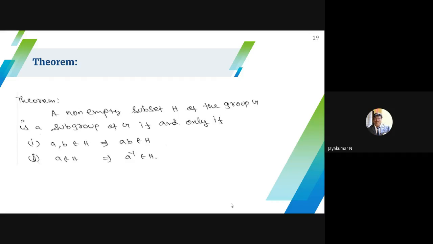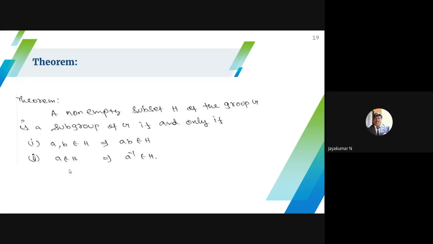So this is an important theorem for discrete mathematics, not for algebra and number theory. This is one of the first proofs. The theorem for proving a subset is a subgroup of G. Let me read the statement. A non-empty subset H of the group G is a subgroup of G if and only if two conditions are enough. See what I told in the definition.